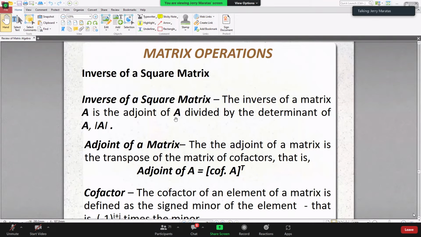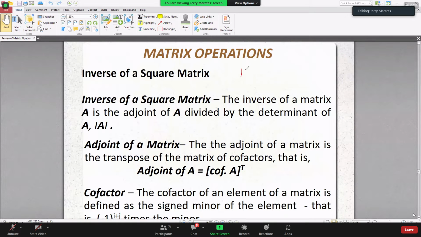So this is one of the ways to find the inverse of a matrix. By definition, the inverse of a matrix A is the adjoint of matrix A divided by the determinant of matrix A.